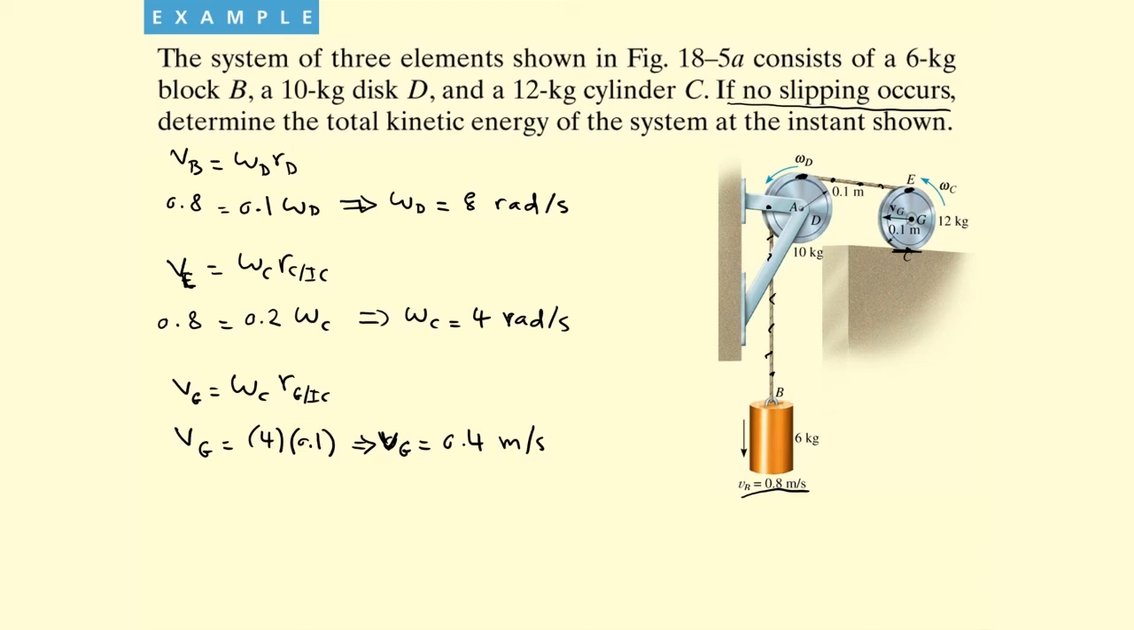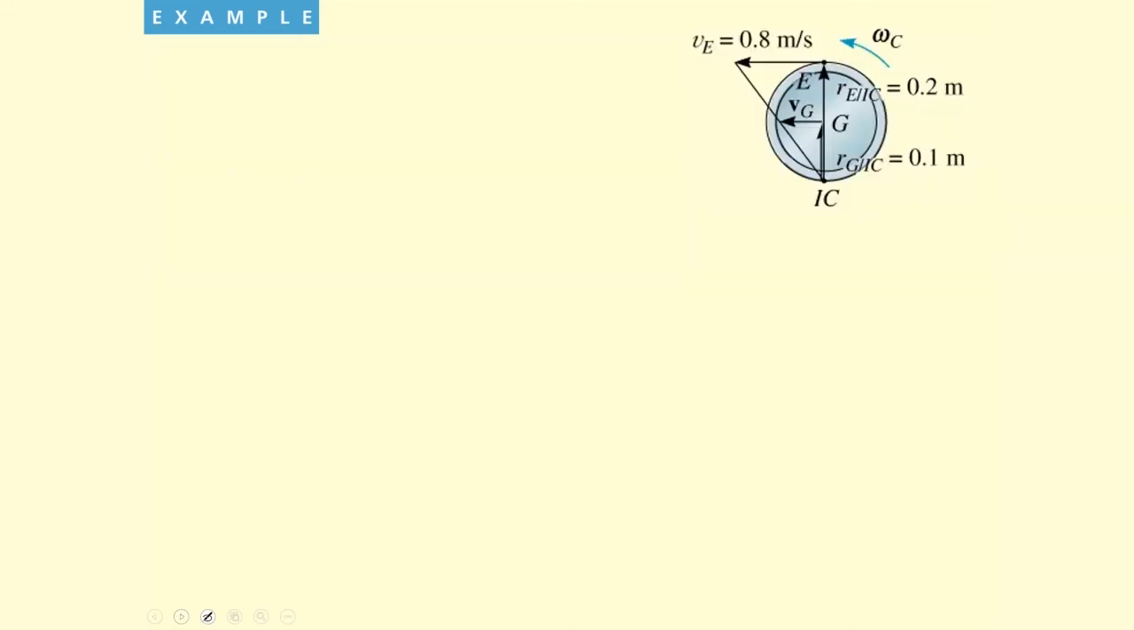Okay. Now what we are left with is to find the kinetic energies of the system. So I found the three velocities. I'll start now calculating the energies. So first of all, I will start with block B. So it is very easy.